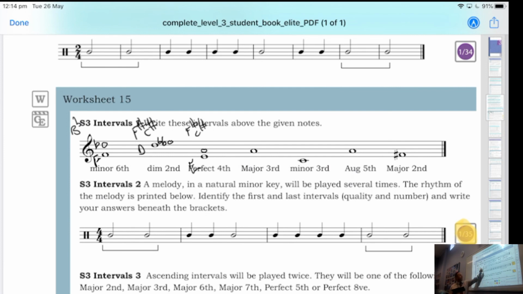Okay, now we're doing a perfect interval. So does it need to match the bottom note scale or be lowered?